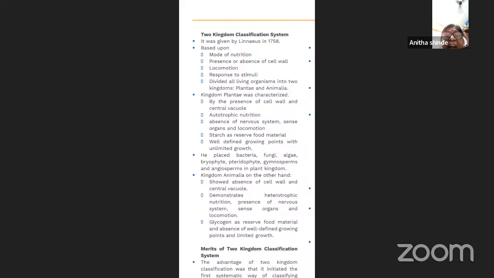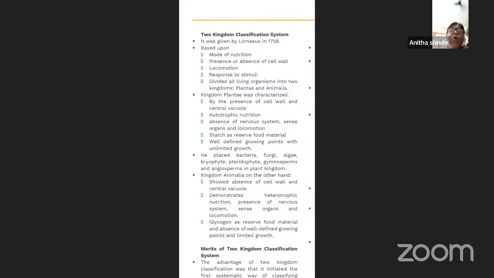He placed bacteria, fungi, algae, bryophytes, pteridophytes, gymnosperms and angiosperms, that is, all plants, in the plant kingdom. Apart from the plants, he considered bacteria as well as fungi also, so he included even bacteria under Plantae. You all know these are the different groups which come under the plant kingdom. All of them he considered under one group and gave the name kingdom Plantae.